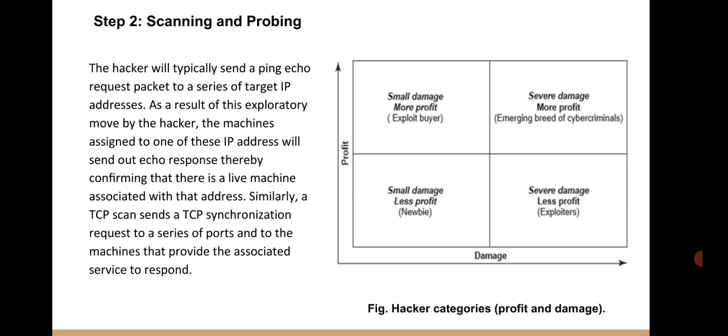Confirming that there is a live machine associated with that address. Similarly, a TCP scan sends a TCP synchronization request to a series of ports, and the machines that provide the associated services respond. Some of the tools used for this are Nmap. The hacker can determine device type and OS details by interpreting the responses. System scanning and probing can provide insight to a hacker about the easiest path into the targeted system.